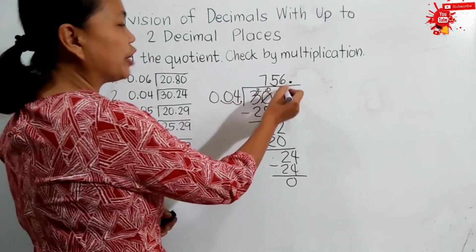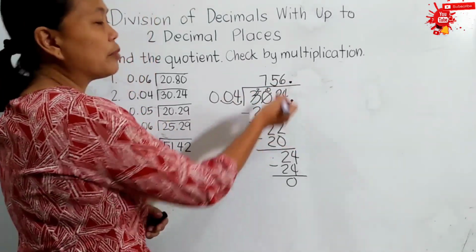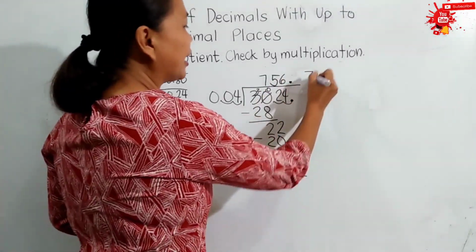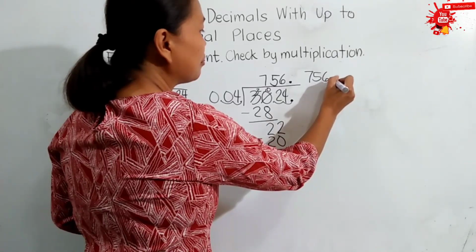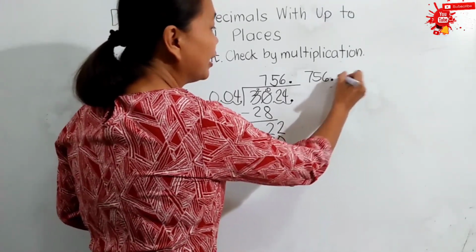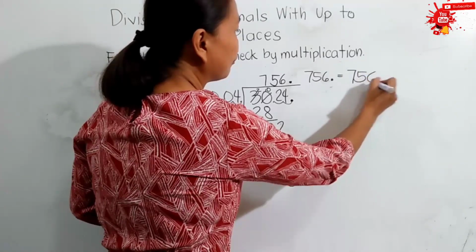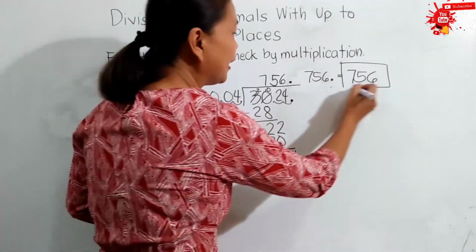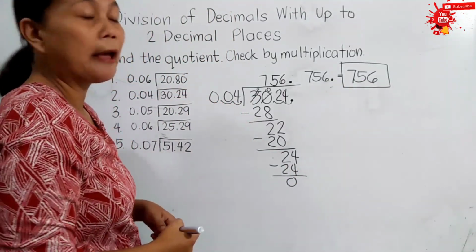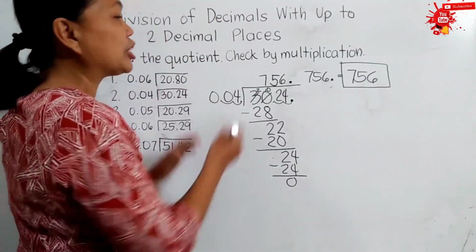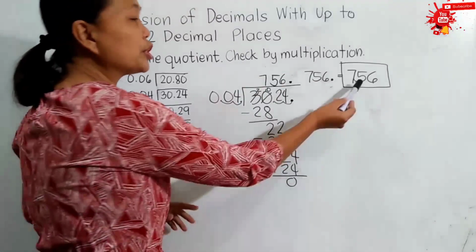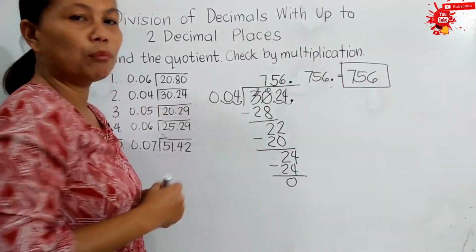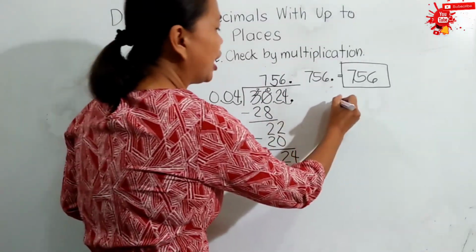So if we have here 756 point, so ibig sabihin yan ay whole number. So yung 756 and then decimal point is the same with 756. So the same lang sila. Kaya ang final answer natin ay 756. So para ma-check natin kung tama yan, yung quotient i-multiply natin sa ating divisor. So check by multiplication.